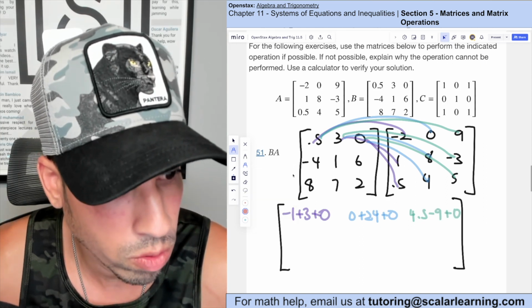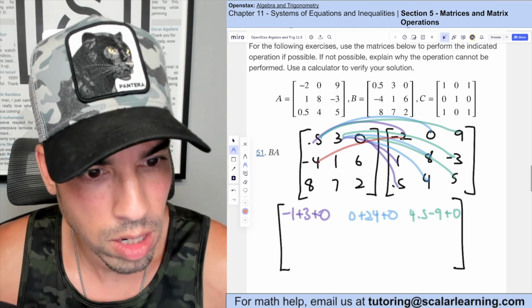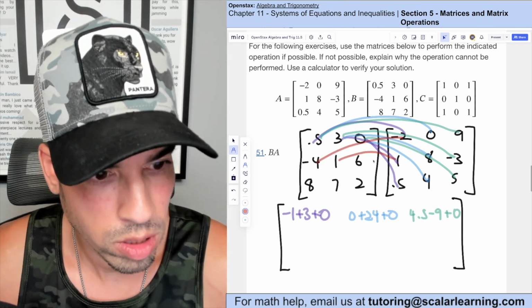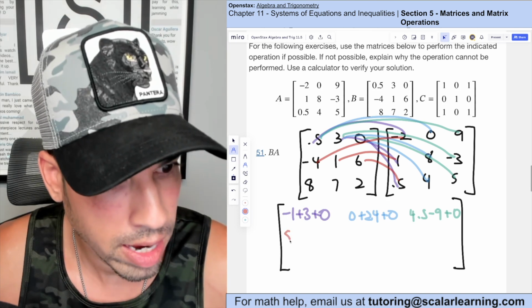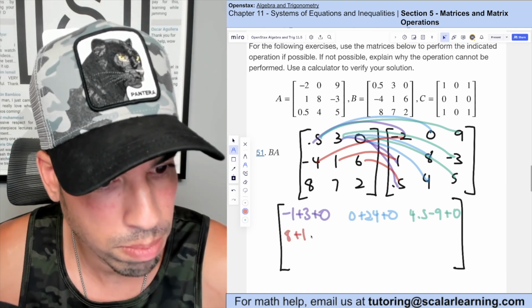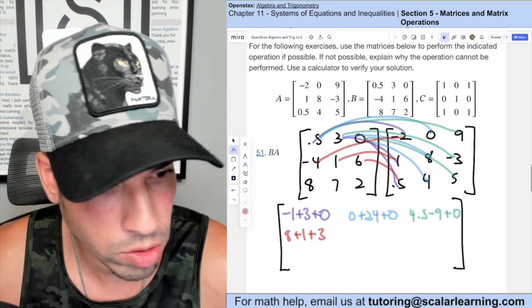Okay, second row. Here we go. Negative 4 times negative 2 plus 1 times 1 plus 6 times 0.5. That is 8 plus 1 plus 3, right? 6 times 0.5 is 3.